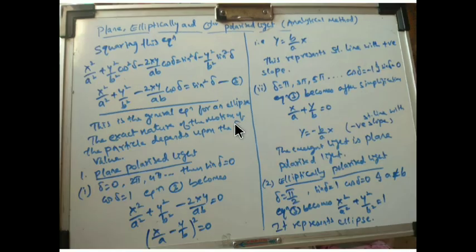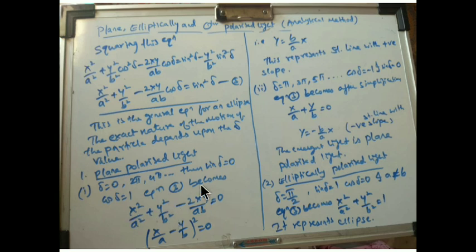Now in the plane polarized light, again the second case is there. If the delta value is pi, 3 pi, 4 pi, then cos of delta becomes −1, sine of delta becomes 0. So again substitute these cos and sine values in equation number 3. After simplification, we can write x by a plus y by b is equal to 0.